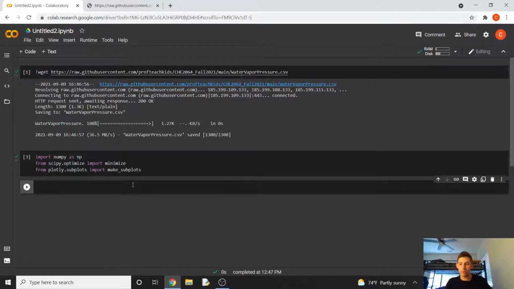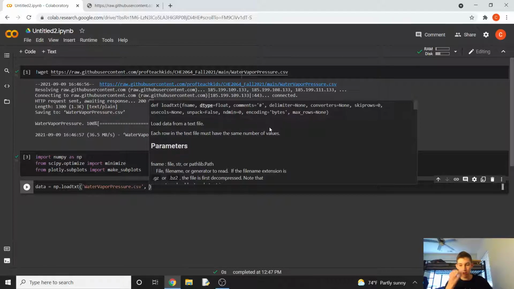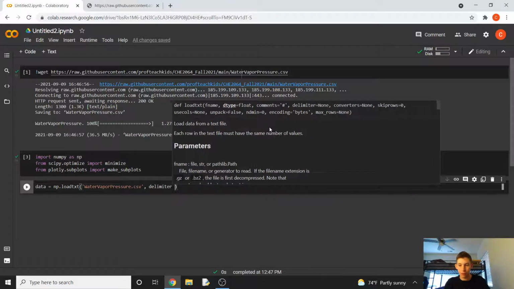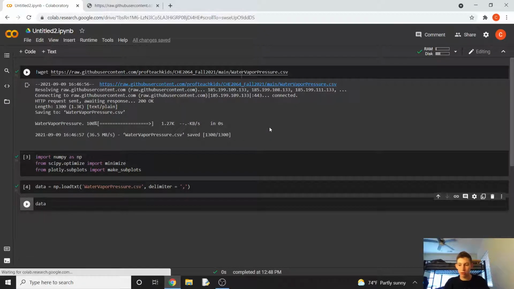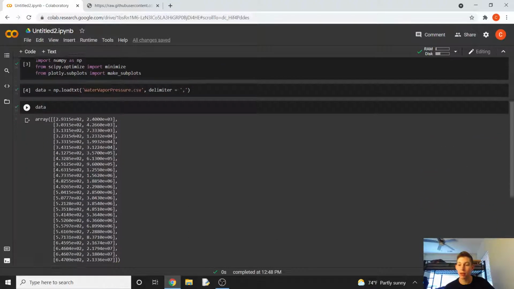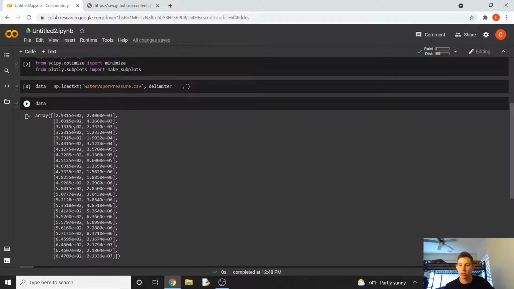First we're going to grab the data. We're going to call it data, and then we're going to do loadtxt. Here it's called water vapor pressure.csv. Since it's comma separated, we have to use the delimiter and set that equal to a comma. Here, if we just look at it, it's an array where the temperature is in the first column, and then the second column is the vapor pressure.